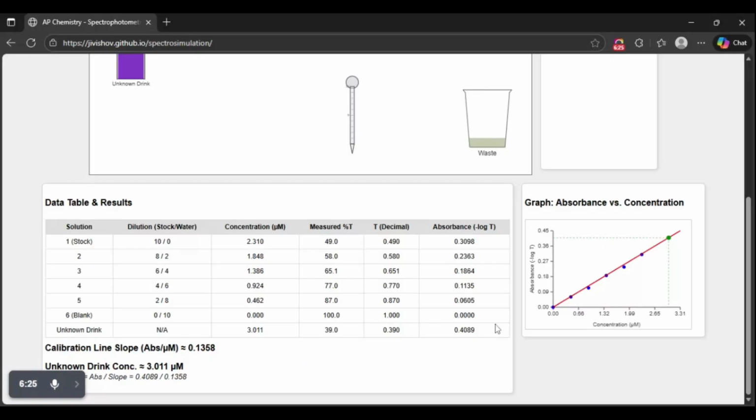And then to find the concentration, you would apply it to the same equation. So it would be absorbance, which is this value, over slope, which we determined before as 0.1358, to then get the concentration of an approximate value of 3.011.